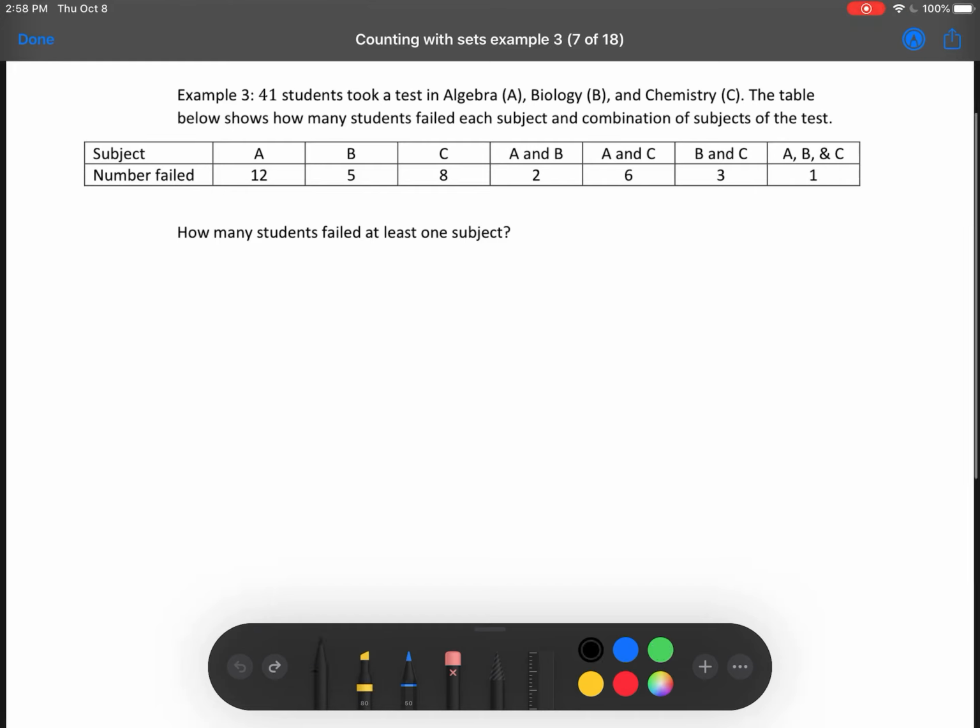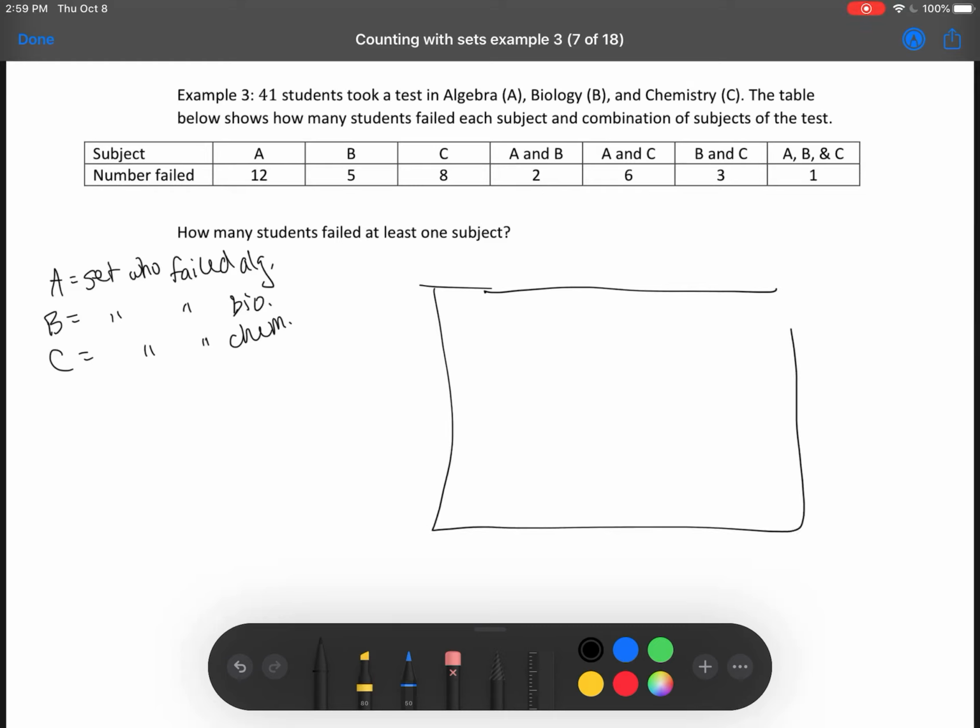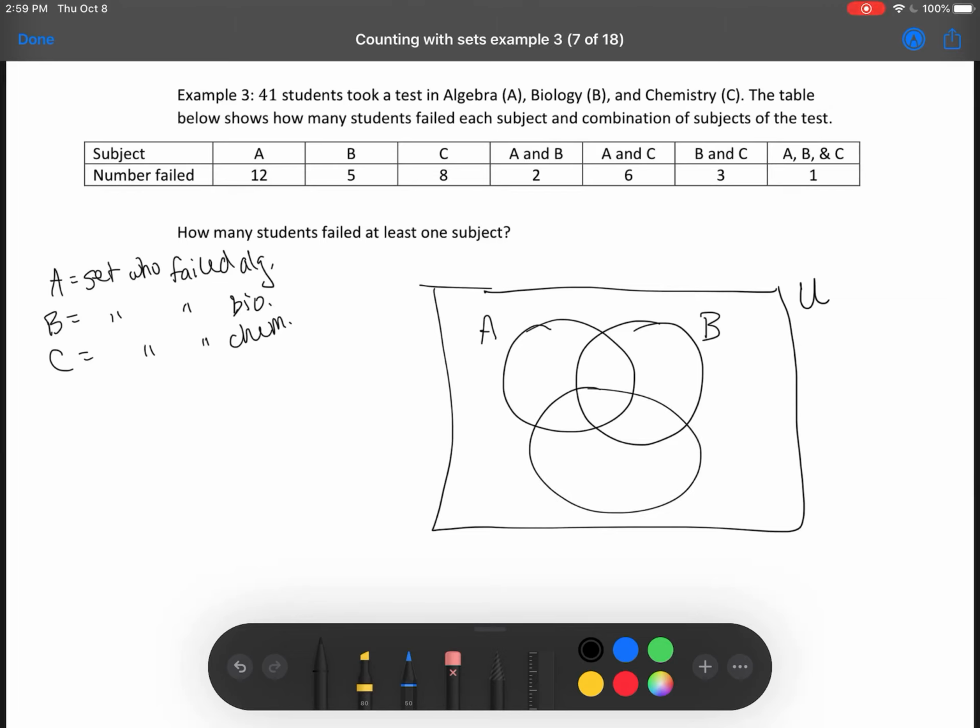So if we think about these as sets, A would be the set of people who failed algebra. We could say B is the set who failed biology, and C is the set who failed chemistry. We're going to solve this by making another Venn diagram. So here's the universal set. In this case, this is all the students that took the test. We have the set A of people who failed algebra, B who failed biology, and C who failed chemistry.